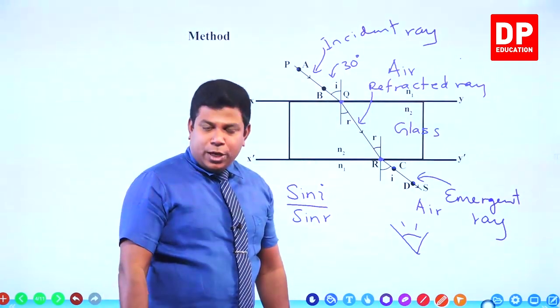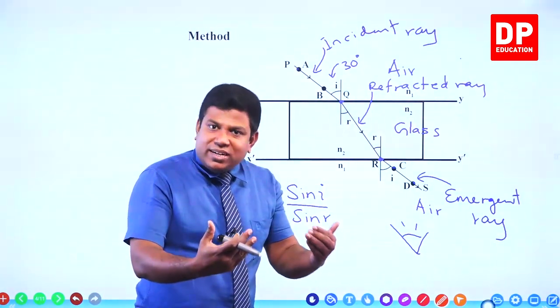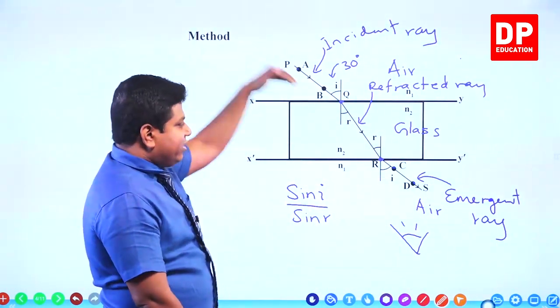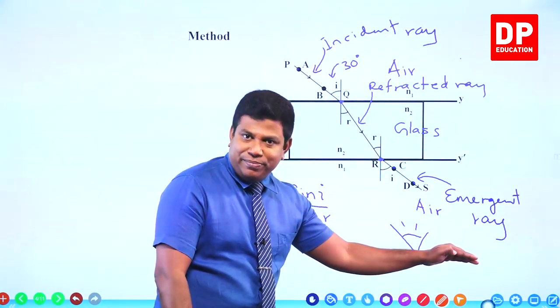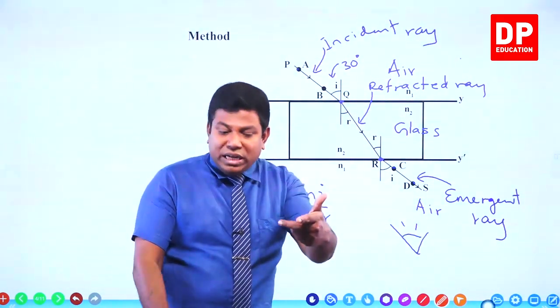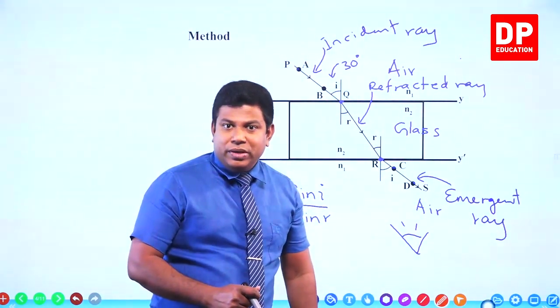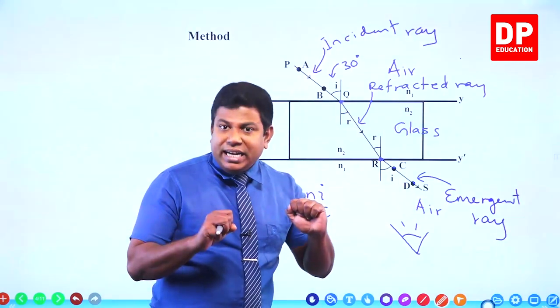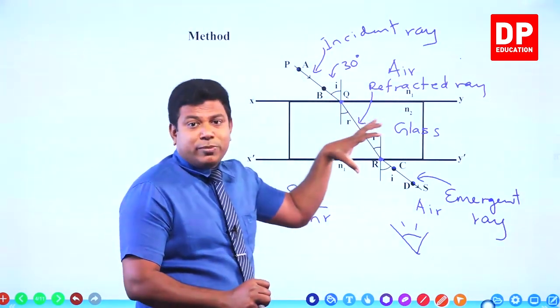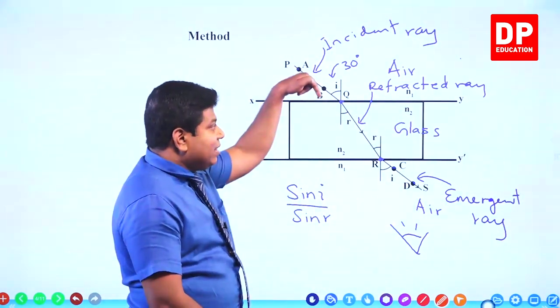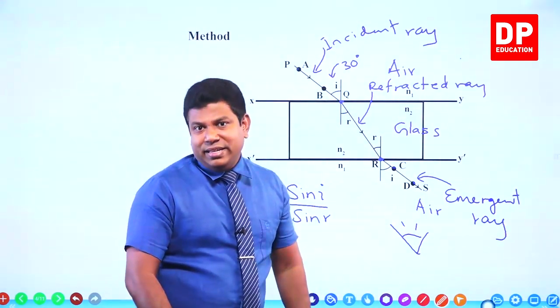refracted ray's path. Actually, we can't observe the refracted ray. All we know are the incident ray and the emergent ray. So we don't know how the refracted ray would have traveled within the glass block. If you are using a laser beam, you can find it. But with this arrangement of the experiment, you can't find how this refracted ray has traveled.